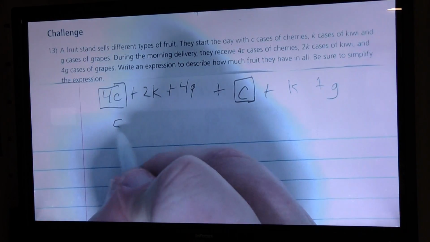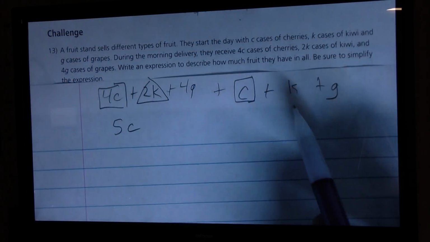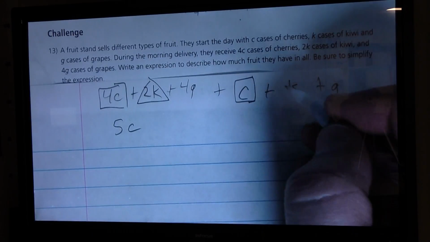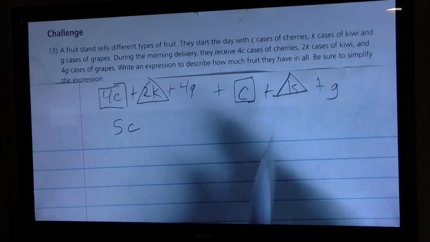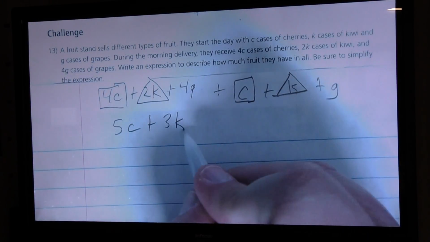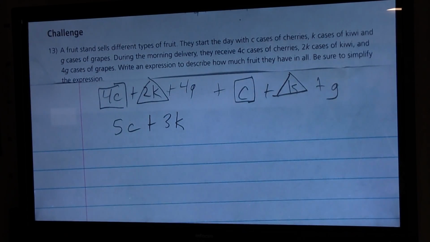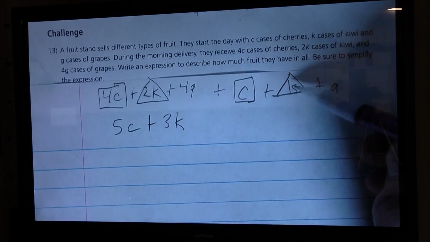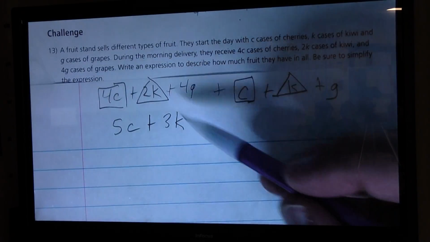So we have 5C. Now we have 2K. Do we have any K over here? Yes. Okay, so Madison Davis, what am I going to get when I add 2K and K together? 3K. And that's because what? A variable alone has the number 1 in front of it. Well, it doesn't have a number 1 in front of it because I can see it's a K by itself, but it's understood it has a coefficient of 1. And 1 plus 2 is 3.